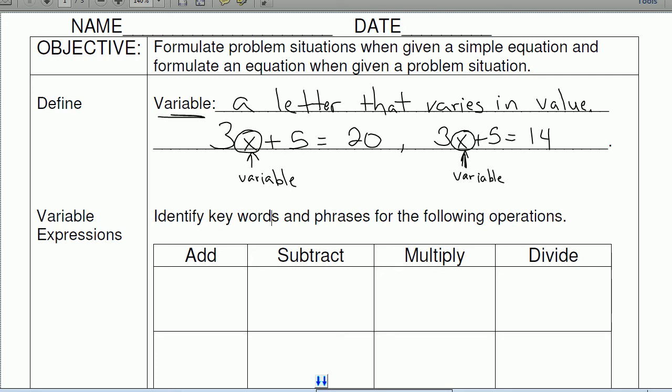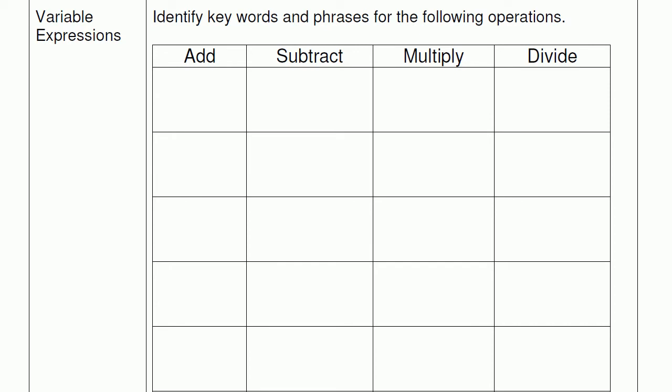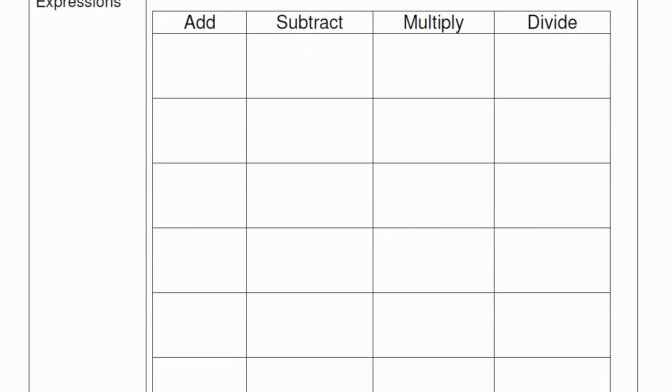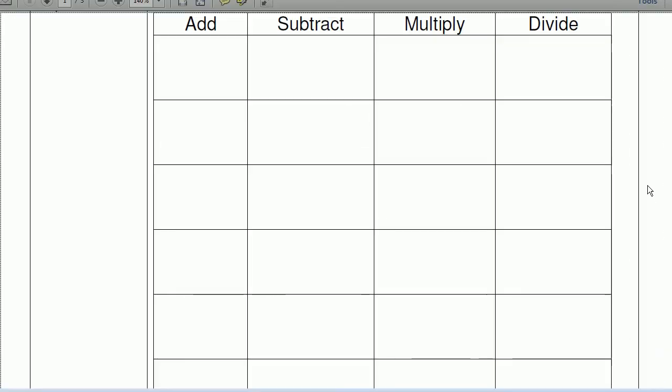Okay. Now let's talk about these variable expressions here. It says identify keywords and phrases for the following operations. So we're going to have to write down some words for add, subtract, multiply, and divide, kind of like what we did yesterday. And if you have those notes, you can use them to write down words that mean addition, subtraction, multiplication, and division. Okay, let's try to do something off the top of our head.